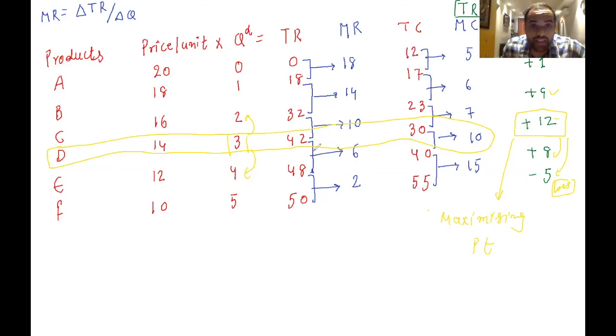And one more thing, at maximum profit, your marginal revenue is less than the price. Your marginal revenue is 10 and your price is 14. That also meets one of the conditions for the maximum profit, right?